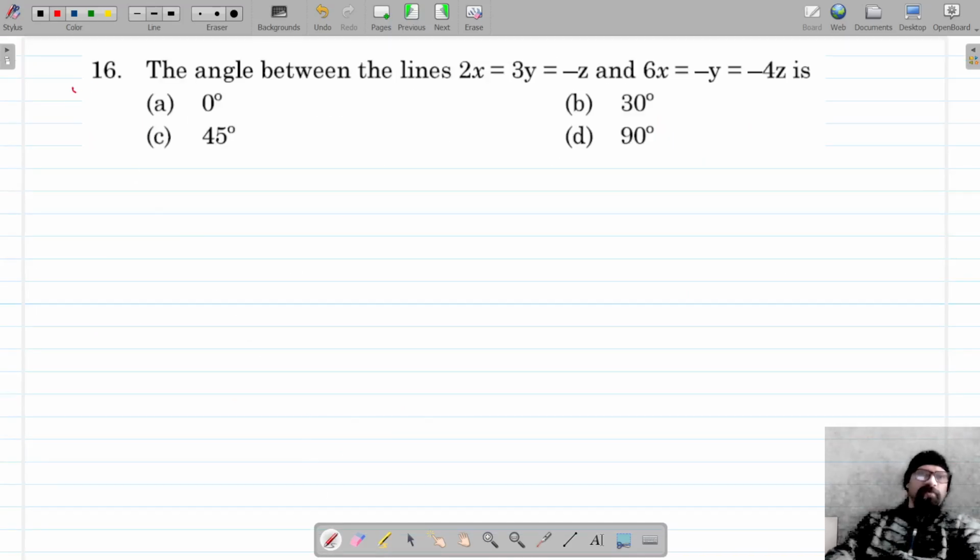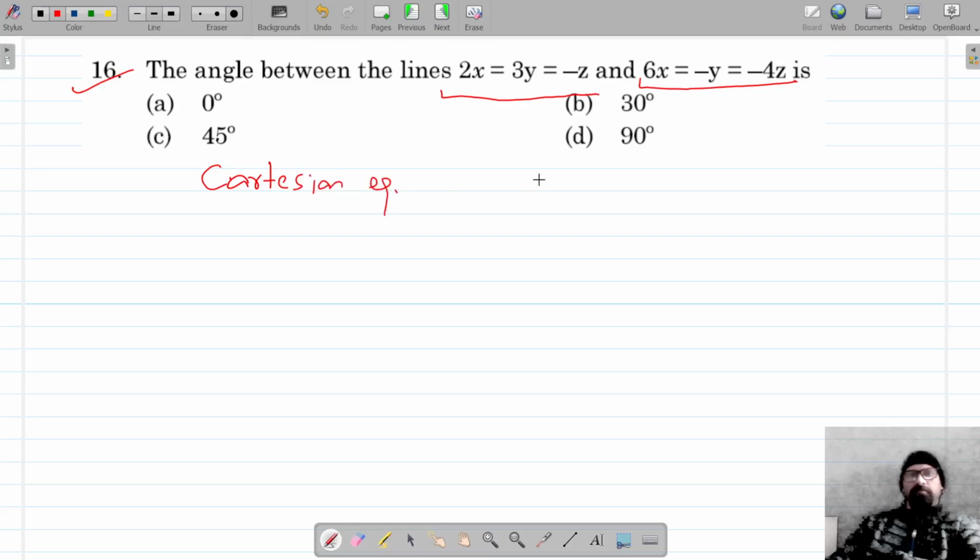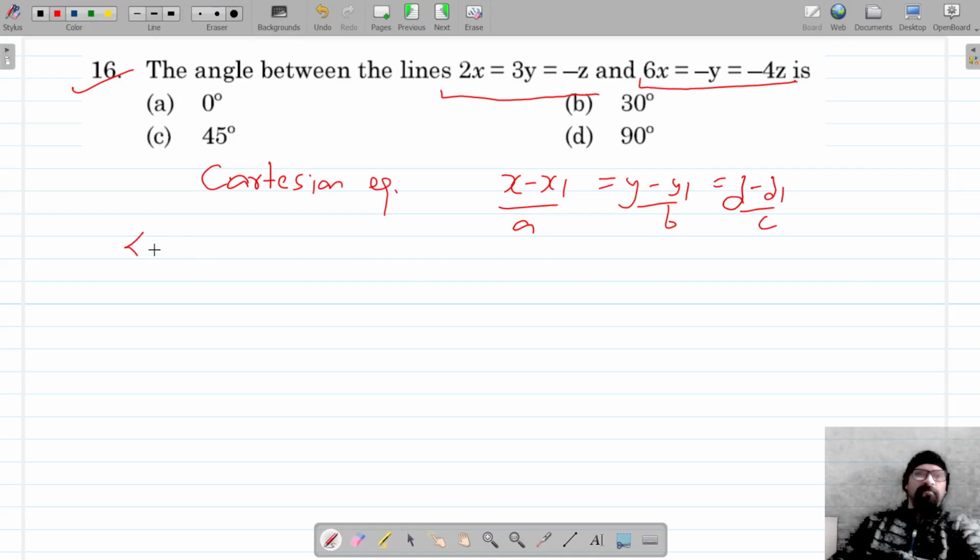For question number 16, we have to find the angle between the lines. And these are the equations in the Cartesian form, but not exactly in the standard form. So the Cartesian equation of a line passing through a point is given by x minus x1 upon a, y minus y1 upon b is equal to z minus z1 upon c, where a, b, c are the direction ratios. So a, b, c are the direction ratios.